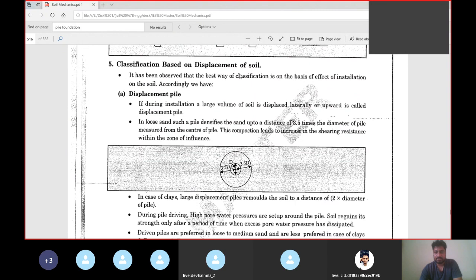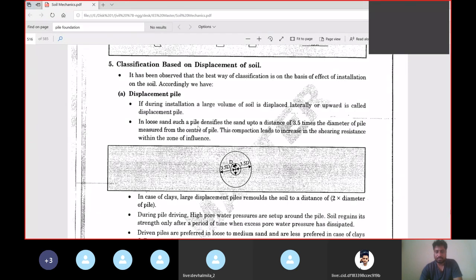Now, it has been observed that the best way of classification is based on the effect of installation on the soil. Now we are classifying piles based on the effect of installation inside the soil mass. If during installation a large volume of soil is displaced laterally or upward, it is called a displacement pile. When you insert a pile inside the ground mass, it is quite obvious that there will be displacement of soil mass. So if your soil is displacing laterally or upward, we call such piles displacement piles.